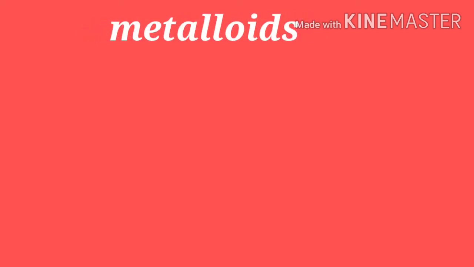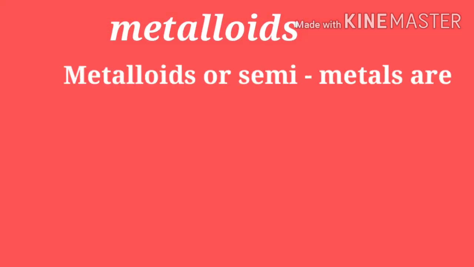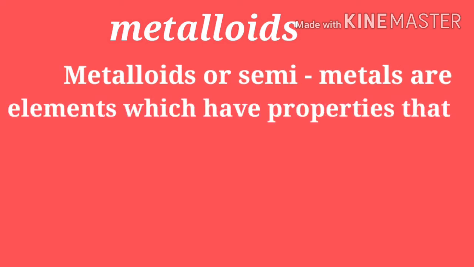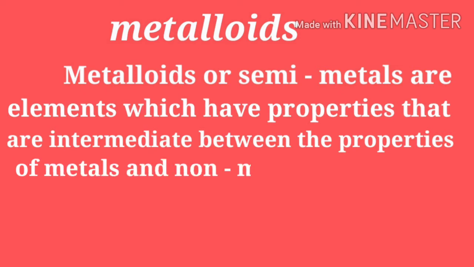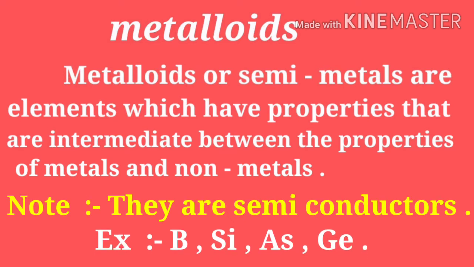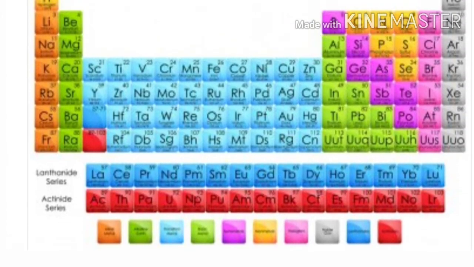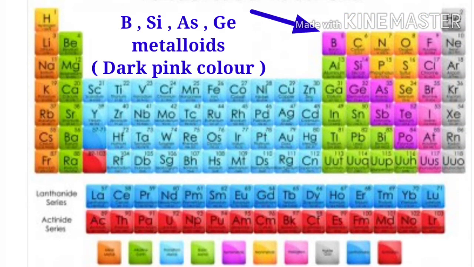Third one, metalloids. Metalloids are semi-metals or elements which have properties that are intermediate between the properties of metals and non-metals. Note, they are semiconductors. Example, boron, silicon, arsenic, germanium. We can see the metalloids in the picture, which are dark pink colored with arrow mark.